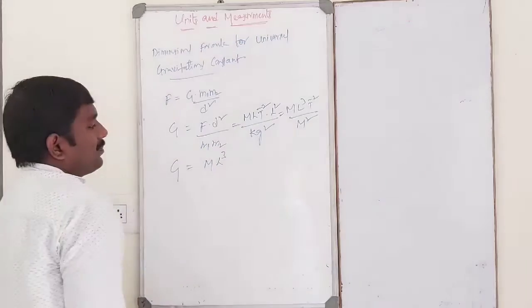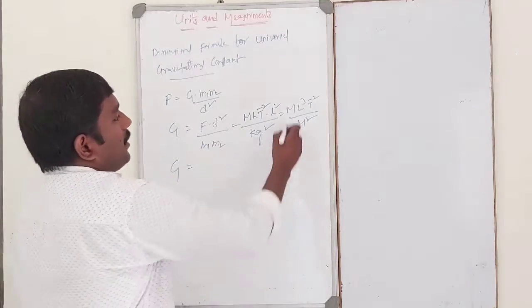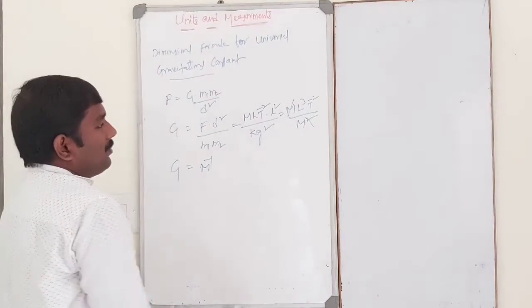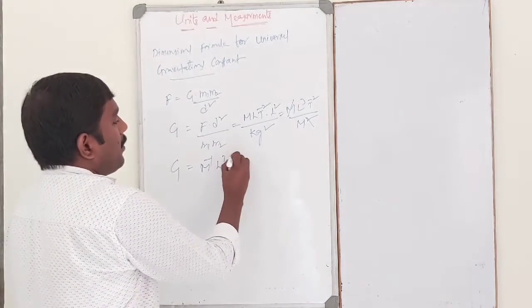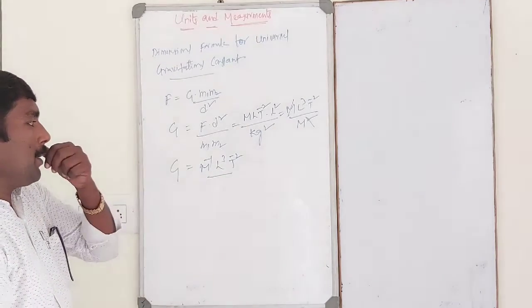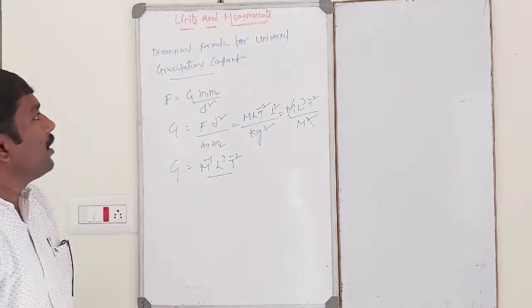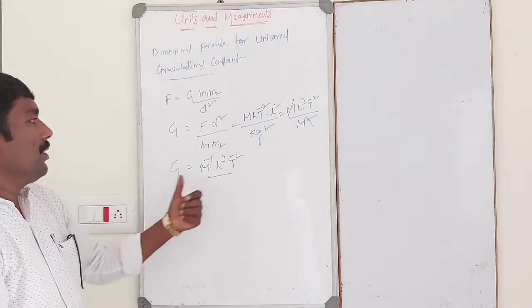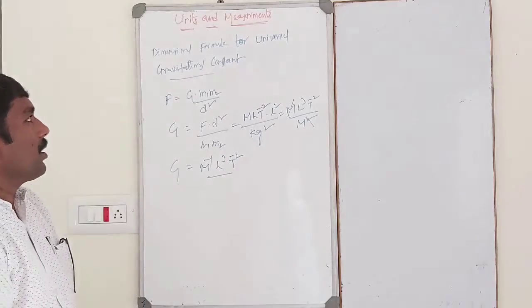See, M M cancel out, then M power minus 1 L power 3 T power minus 2. This is the dimensional formula for the universal gravitational constant.